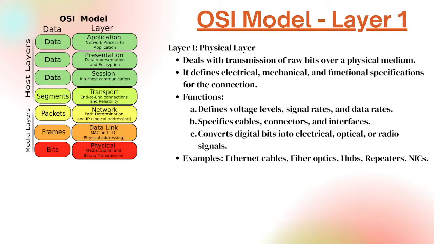Okay, and here the examples of this area are Ethernet cables, fiber optical cables, hubs, repeaters, NIC cards, Wi-Fi signals, modems, etc. These can be considered as a part of OSI model layer 1. Okay, so please go through the whole content which is added in this portion, which is very important.